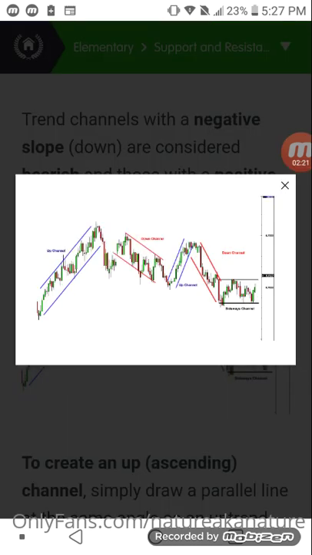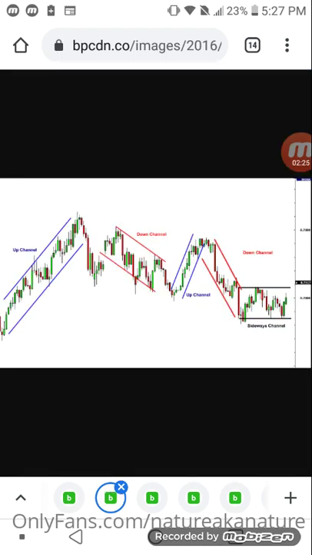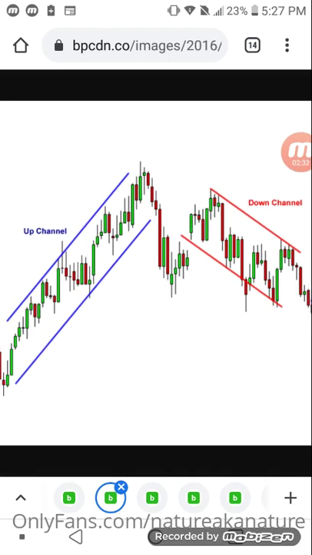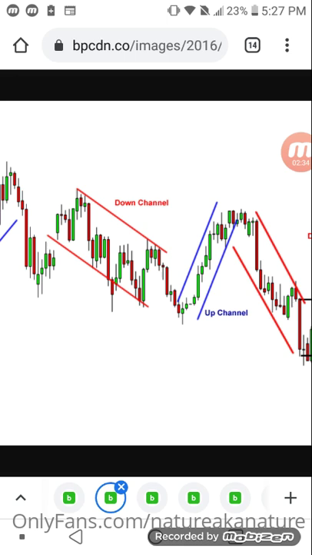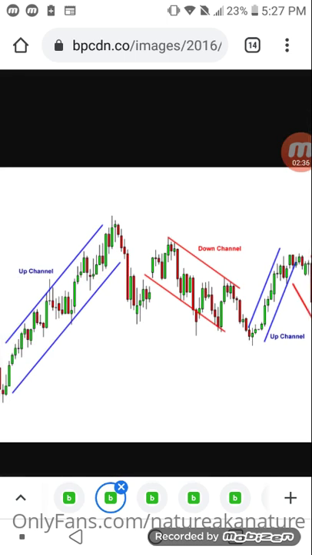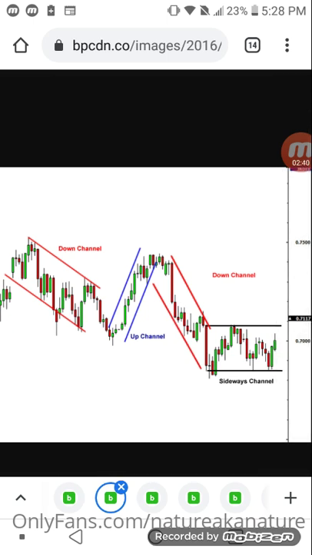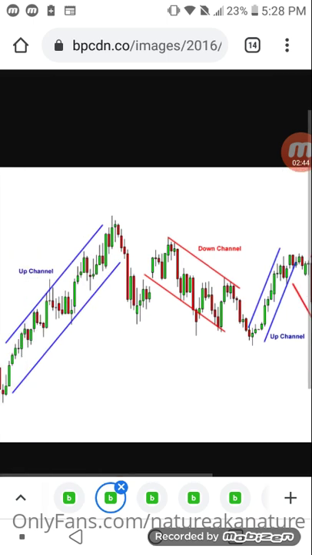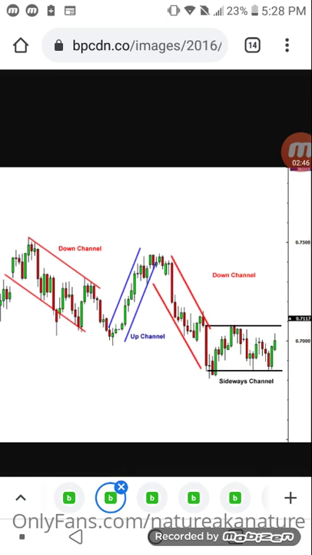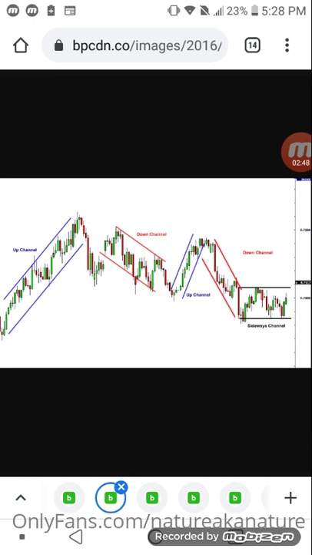You guys already know that. Negative slope is considered bearish, meaning going down, and positive slope going up is considered bullish. So this is a positive slope, this is a negative slope, a bullish slope and a bearish slope. And then you have a sideways slope when price is just consolidating, not going up or down. So this is an up channel, a down channel, and a sideways channel.